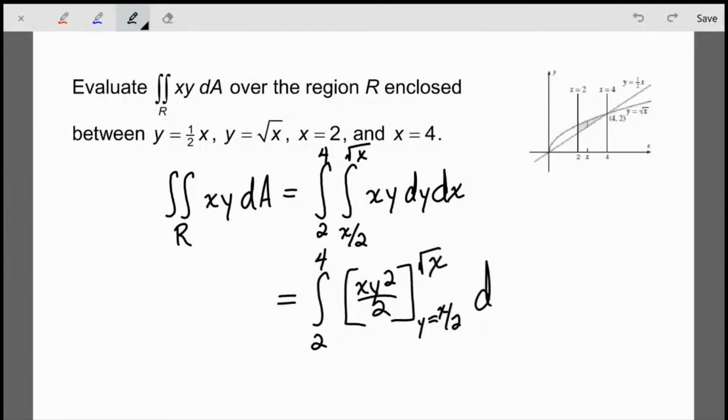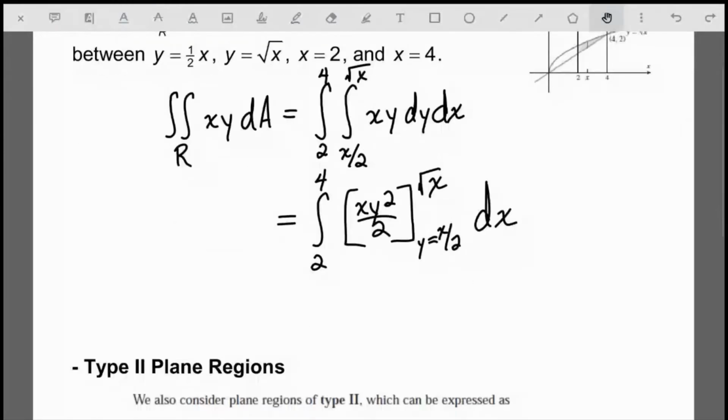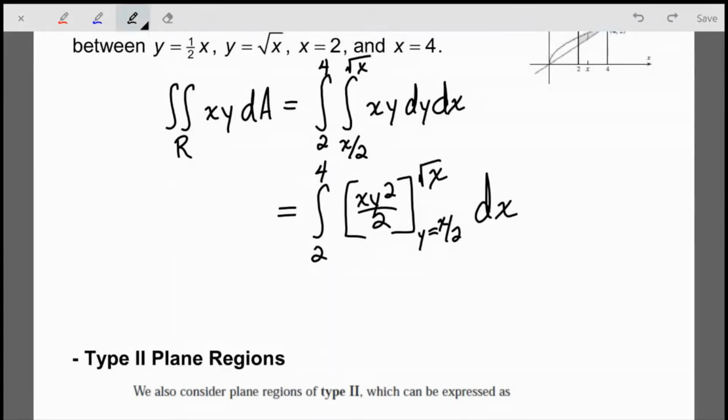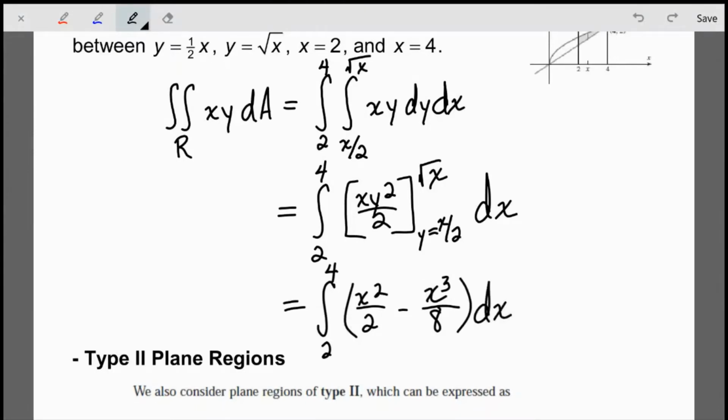And now we just have an integral with respect to x. But when I do my substitution here, that's really the key to this. I'm going to end up with an integral from 2 to 4. And when I plug in and simplify everything down, I'm going to have x squared over 2 minus x cubed over 8. And now I've just got a single integral in terms of a single variable. And it turns out for this one, we get 11 over 6. Okay, so that's the main idea behind it.